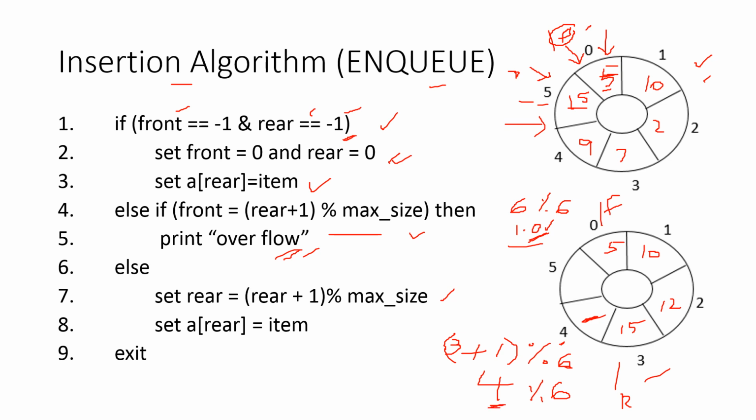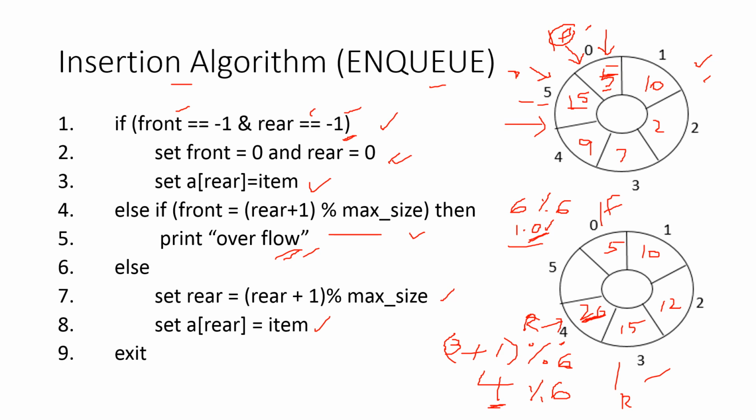See, you got the location and now you are entering the item there. Say A of rear is equal to item. So suppose you are going to enter 20, means enter there 20 and this is rear. Okay. So this is the case. Hope this is okay. That is the insertion algorithm.